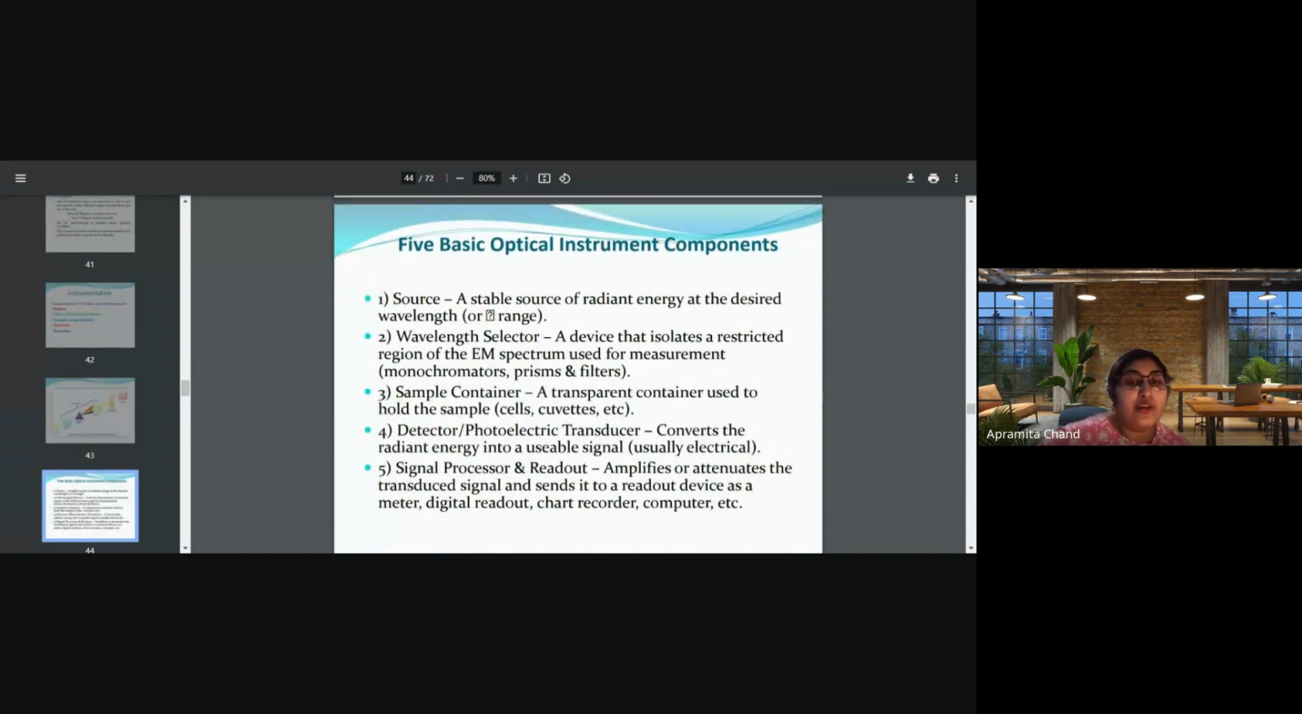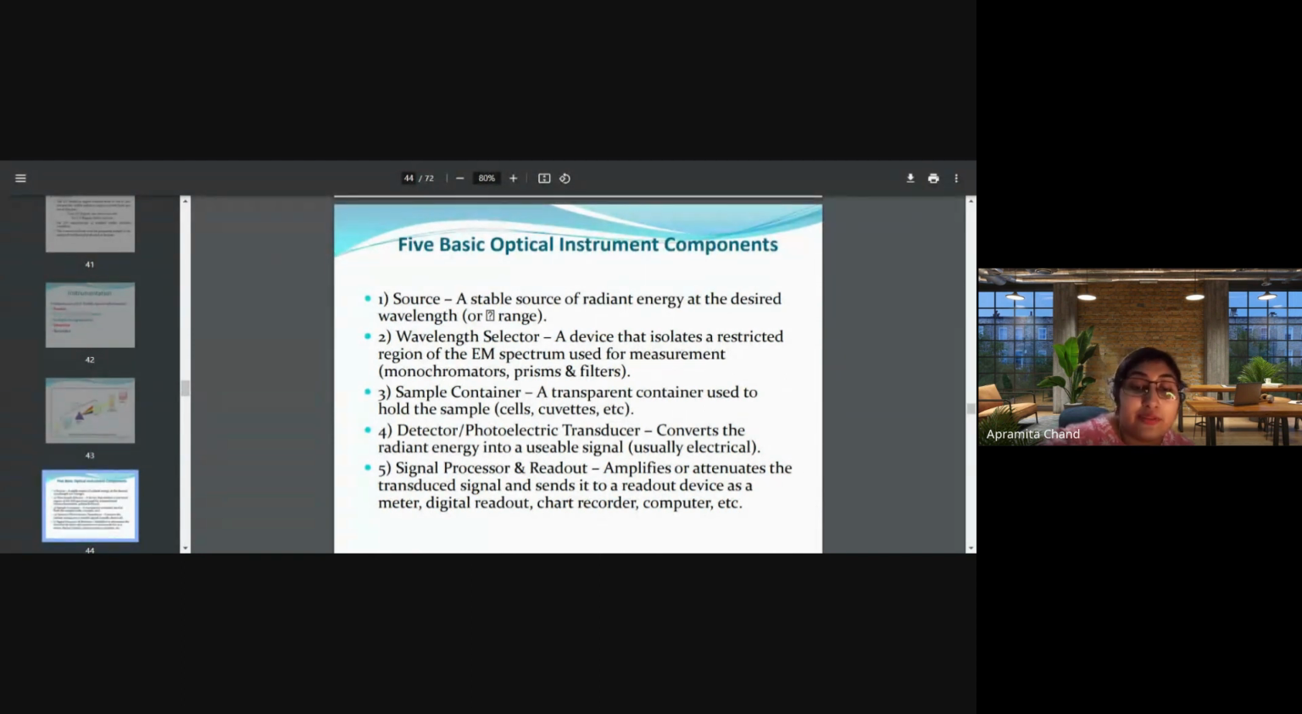So what kind of components are there? You will have a source which has to be a stable source, and it must provide the desired wavelength. So we will choose a source like that. Similarly, wavelength selector, how will you cut that region of the electromagnetic spectrum? You might need filters, monochromators, prisms. Similarly, how will you hold the sample? You must see that it is transparent and that it will be equivalent for any kind of sample solution.